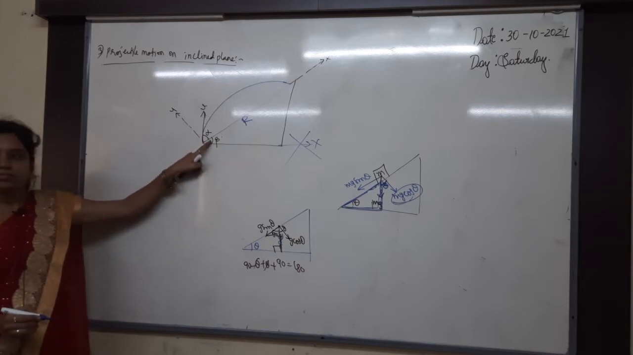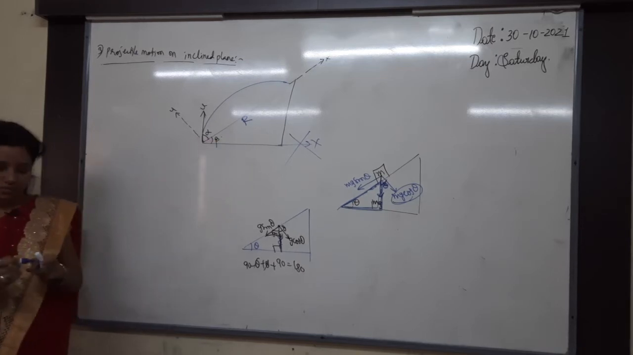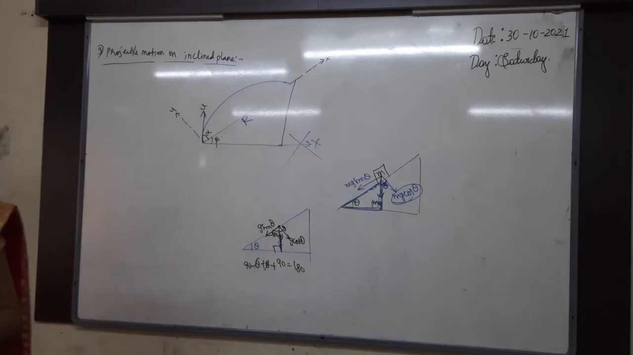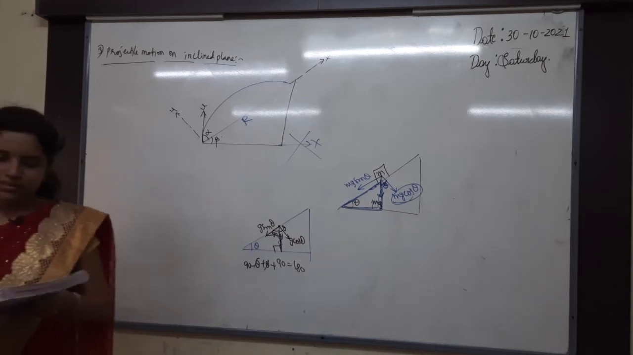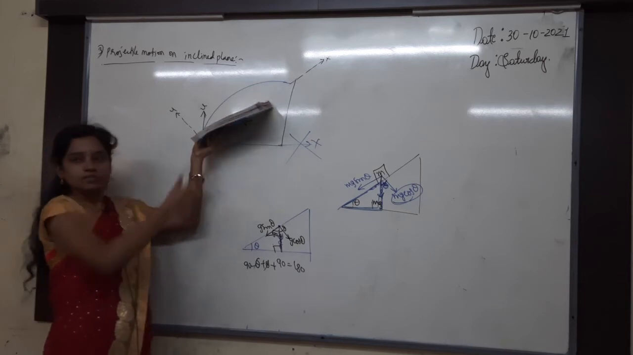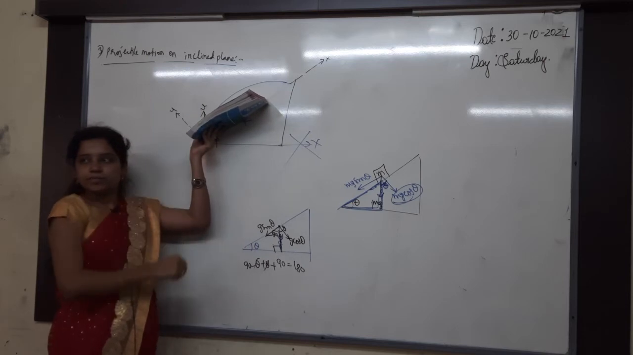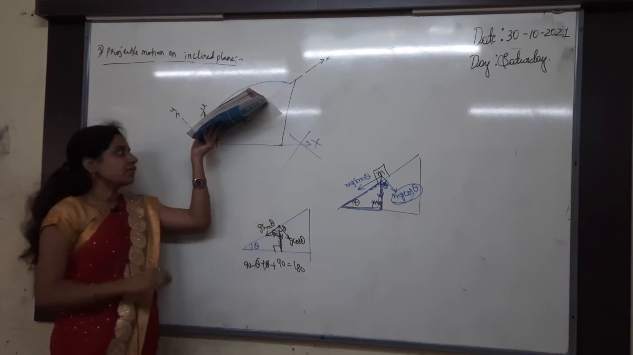Beta is what? What is the beta? Angle of inclination of which one? Inclined plane. See that. For example, I consider this as the inclined plane. Look at this exactly. Now with respect to the horizontal, what is the angle of inclination here? Beta is the angle of inclination.